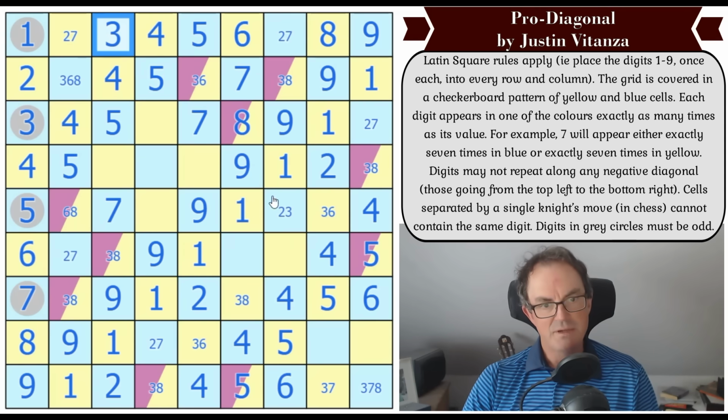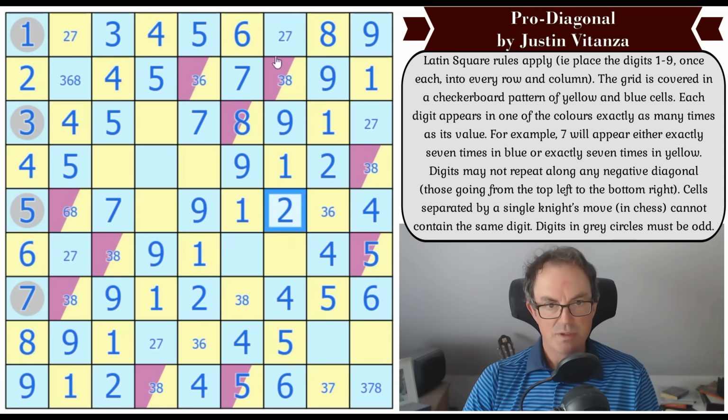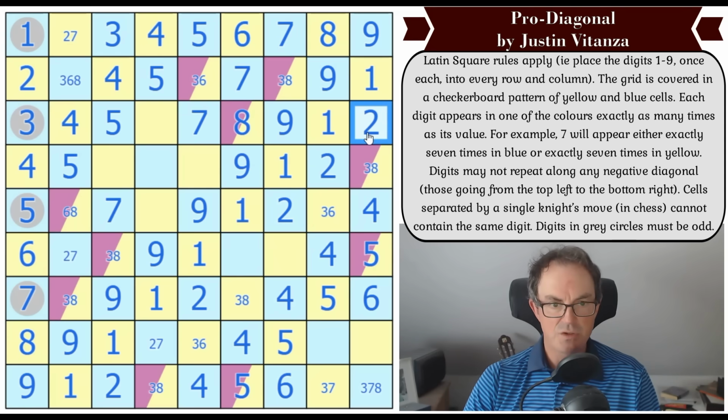yeah, this 3 sees that 2. So that's a 7. Can't repeat that digit, so that's a 2. Look at the 2s. The 2s are just making a little pattern. In this row, we've not put a 6 in, so we better do that. That 6 now can't repeat.